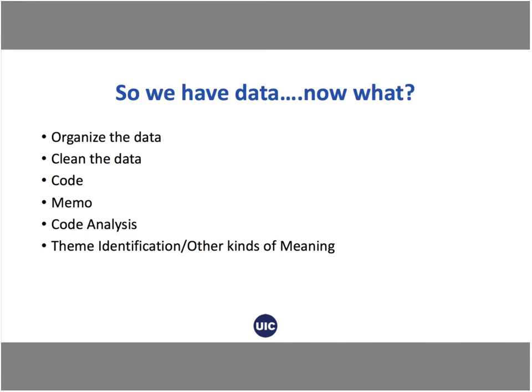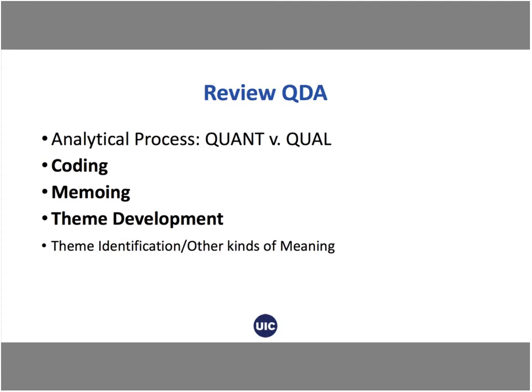So once we have the data, again, qualitative data can be textual, it can be visual, it can be audio data. We organize the data, we clean it so it's ready for analysis, so prepare it in similar ways you would quantitative. We code the data to try to make sense of it. We memo, which is a reflective process where we reflect on what we're seeing in the data. And then we do analysis of code. So we look at code relationships. And from there, we should be able to identify themes within the data or come up with other kinds of meaning. And I'll talk more about that in a second.